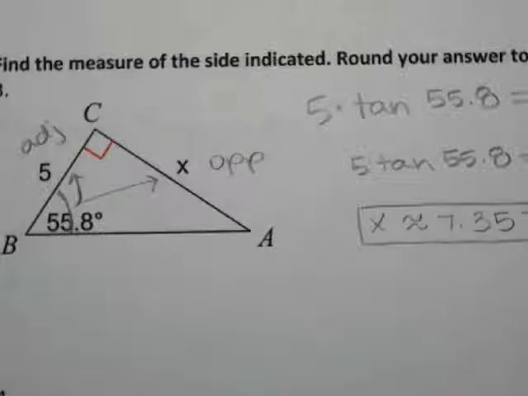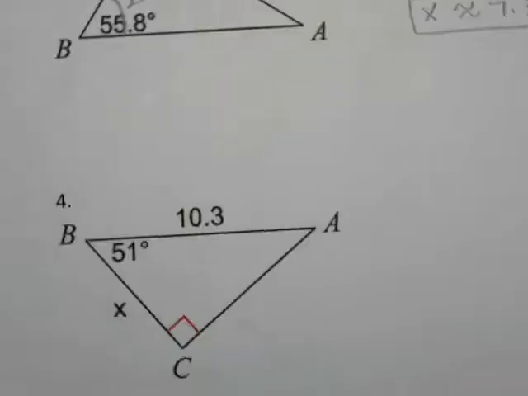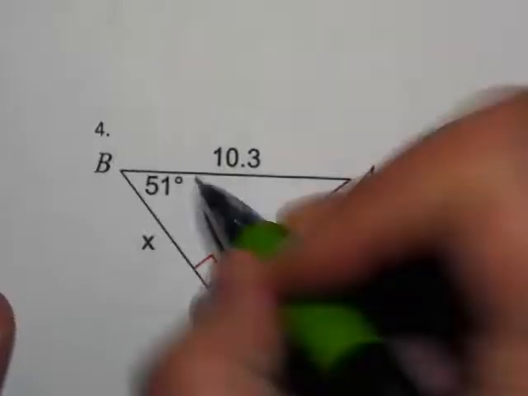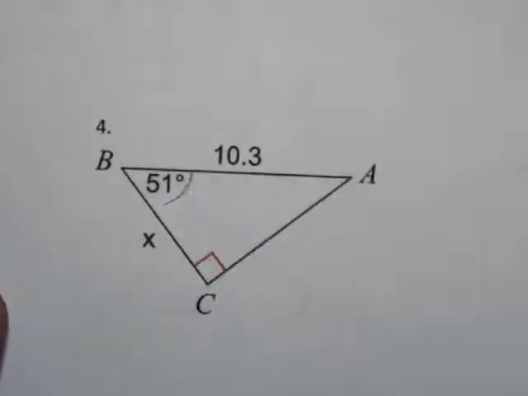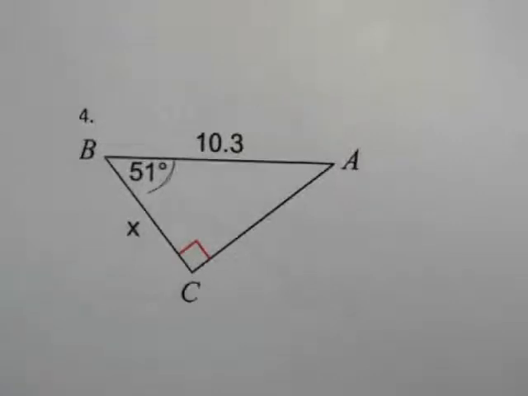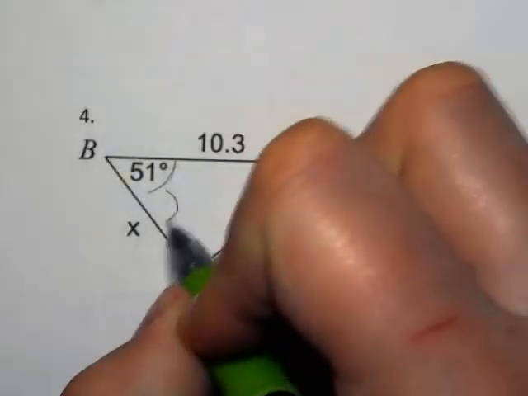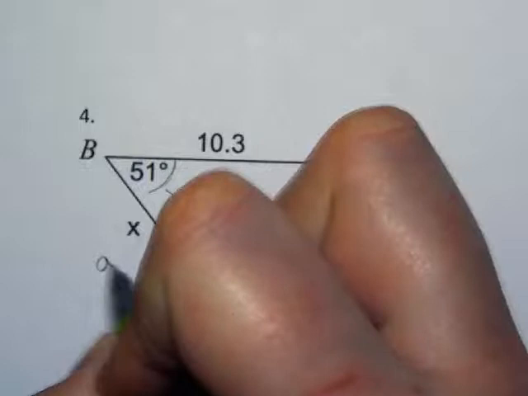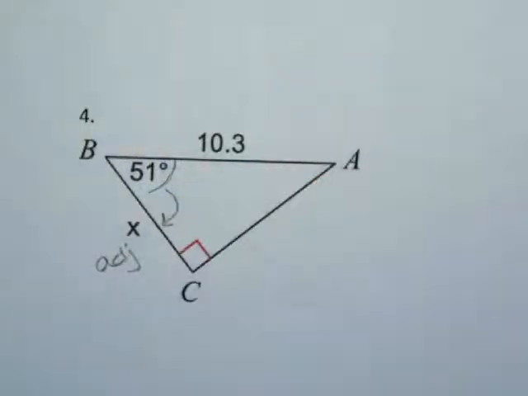All right, let's look at number 4. So we have a 51-degree angle. Let's label the sides that we have. So the x is called what? What side is that called? Adjacent. Okay, this is called the adjacent side. And the 10.3 is called what? Hypotenuse.